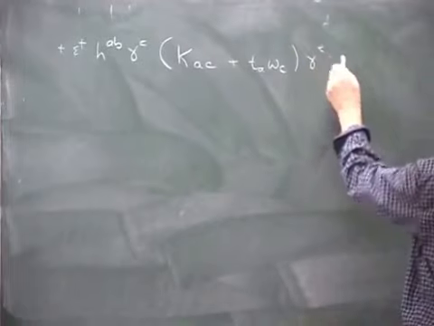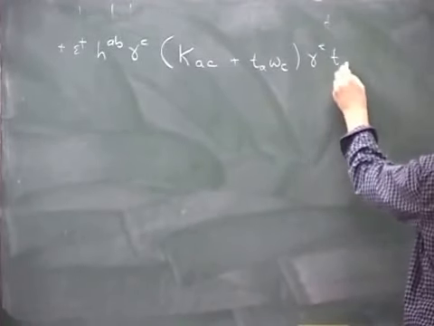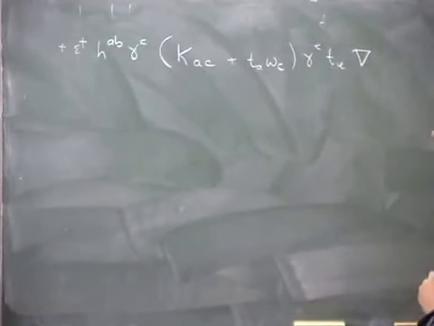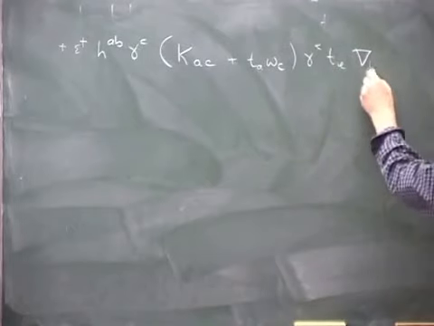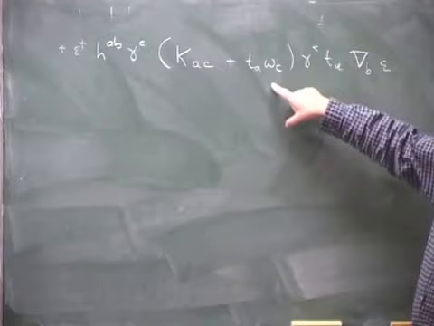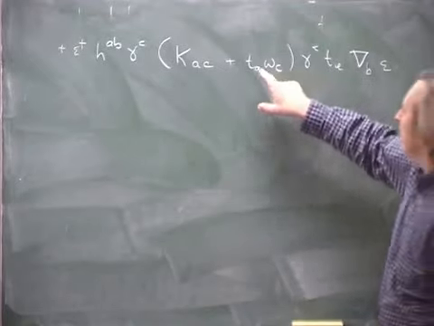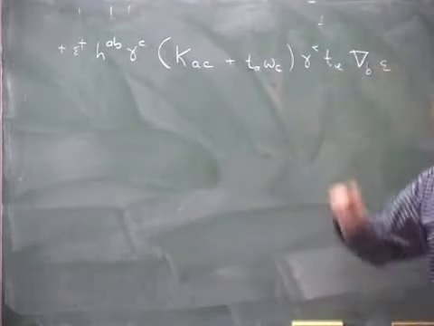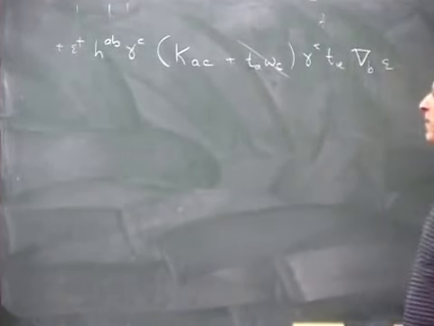Multiplied by gamma E TE del, what is it? Must be B, right? Yes. The first thing to notice is the term involving acceleration goes away automatically. There's an HAB-TA, they're orthogonal, so you get nothing from that term. So you don't get anything involving the acceleration.